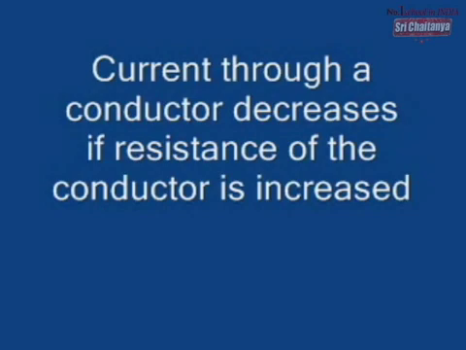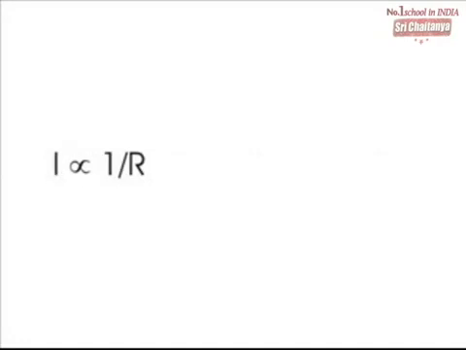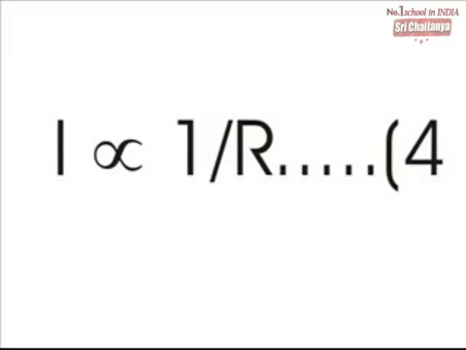Now we know that current through a conductor decreases if resistance of the conductor is increased, for the same applied voltage V. This relation is linear according to Ohm's law. That means current through the conductor is inversely proportional to its resistance. That is, I is proportional to 1 by R, where R is the resistance of the conductor. Say this is equation 4.